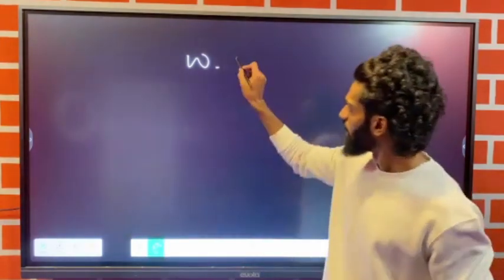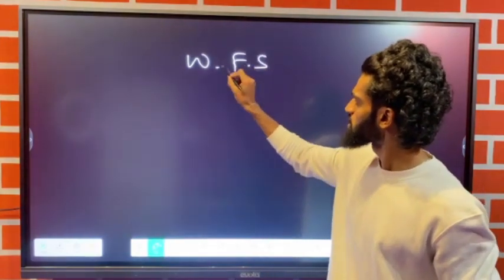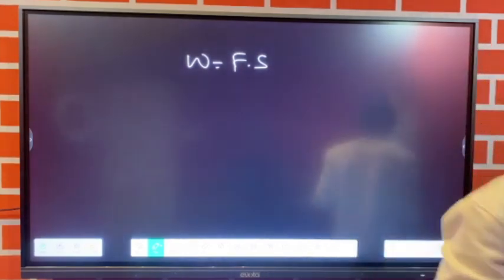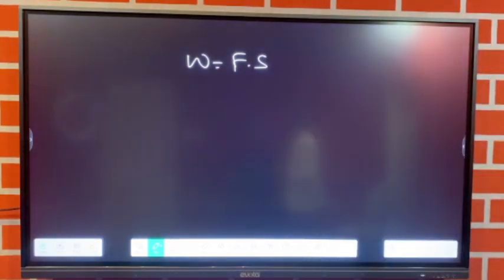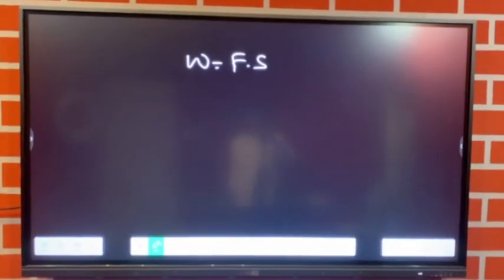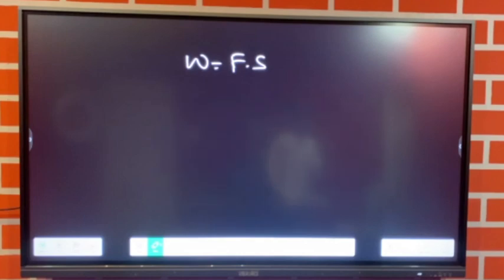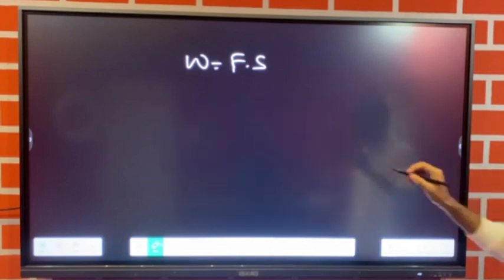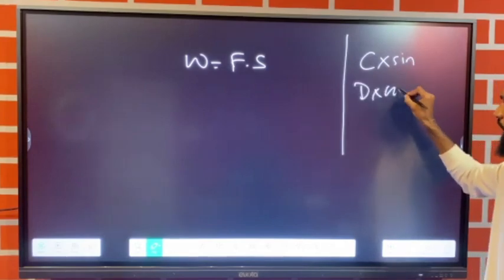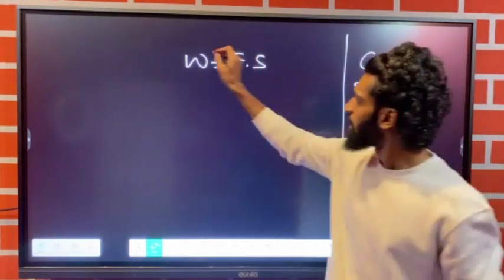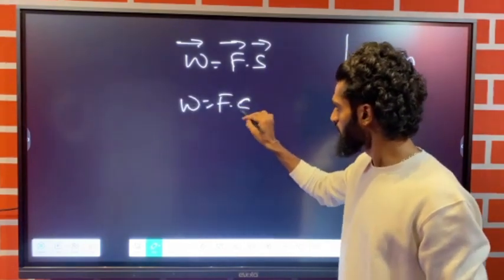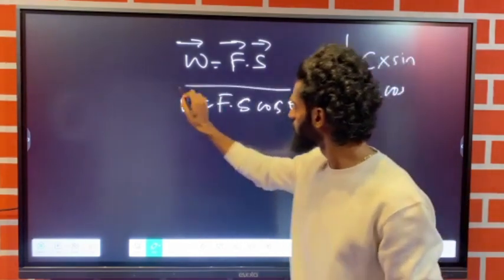Learn it as F dot S. Because the moment you put that cross symbol, it comes across as cross product as well as dot product. You should not be learning it that way. Always learn it in terms of the dot product itself. The other day when I taught you the cross product, I gave you a hint: cross product means sin theta, dot product means cos theta. So here, once you expand this, everything is a vector here. So it becomes W is equal to F S cos theta. This is the actual definition of work.